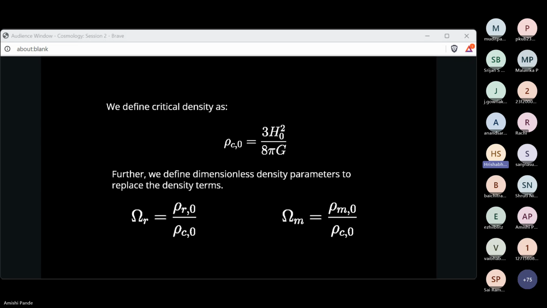And these are not functions of time. These are constants because we have separated the function of time, which was the scale factor. You can move to the next slide.